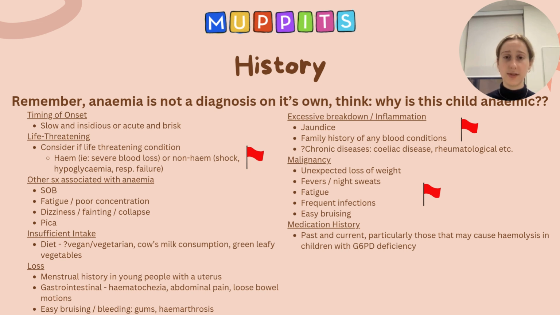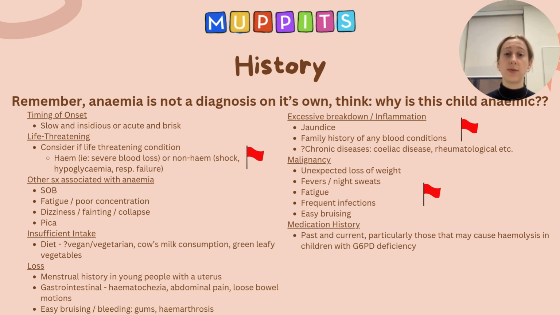Okay, so in terms of history, I guess most of the questions are going to be associated with anemia. And I just put up the top here, it's really important to remember that anemia is not a diagnosis on its own. So think, why is this child anemic? What is causing this child's anemia? And I've put little red flag symbols next to questions or symptoms that are most concerning.